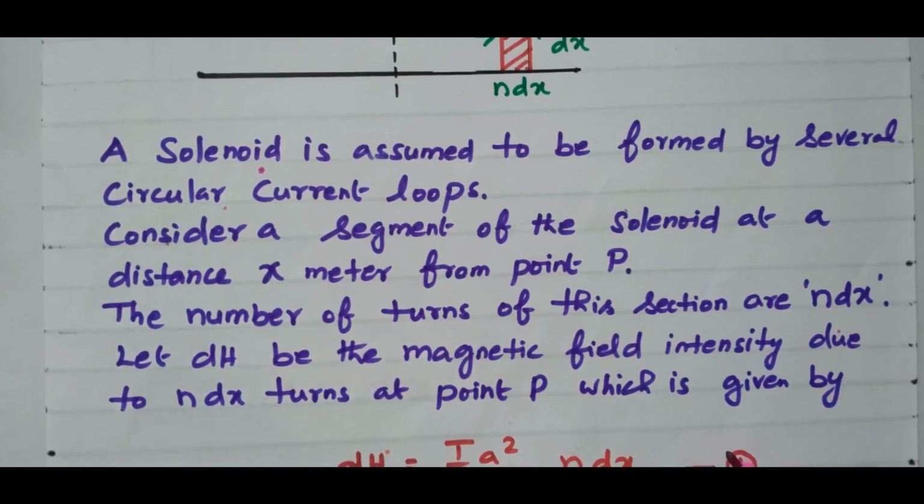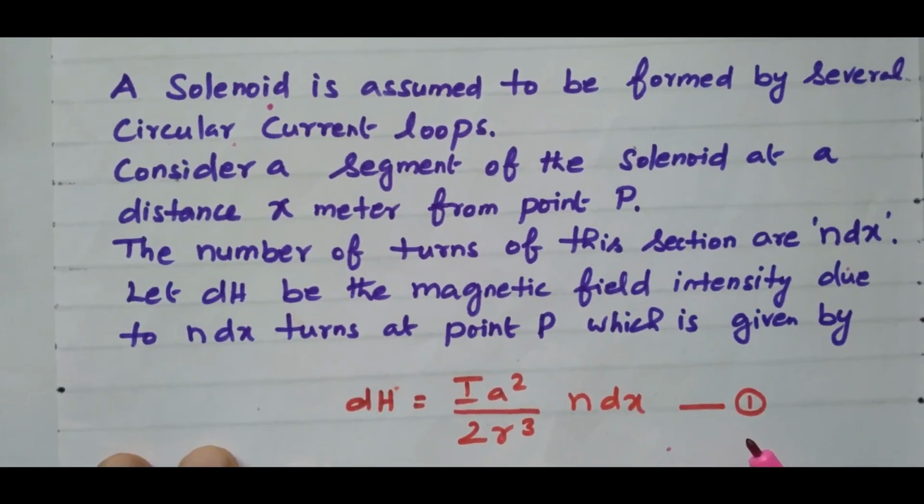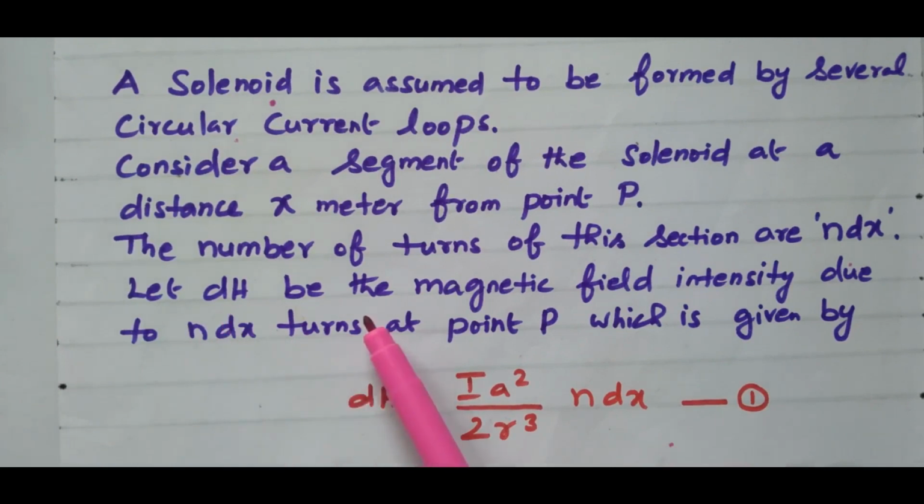Right. What is the magnetic field intensity due to this small segment? The dH is the magnetic field intensity due to n into dx turns at point P, which is given by dH equal to I a square divided by 2 r cube into n into dx. Right. So this is due to only a small segment with n into dx turns. How did we get this expression? That is from the circular current loop. The circular current loop derivation is already available in another video. From that we are referring to this.